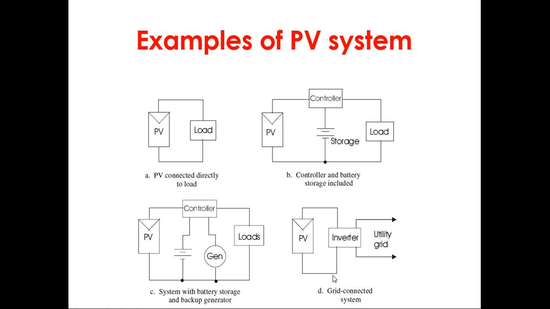Then we have the grid connected system. We have the PV string, PV inverter, or you can say a PV module, PV array, whatever you like. It is connected with the inverter, and then through the inverter and the transformer, the power is supplied to the grid or utility with constant voltage and constant frequency.